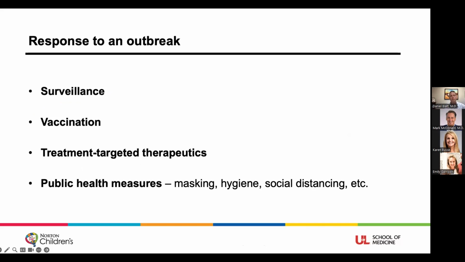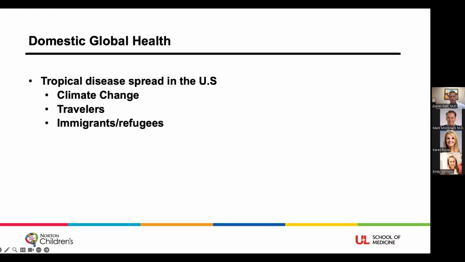So in terms of outbreak response, there are surveillance and vaccination techniques that we've discussed, and there are also specific treatments and public health measures that are pathogen specific. So I won't go into all those today, but they do play an enormous role in how an outbreak evolves. So we've talked a lot about how disease spreads and how outbreaks develop. Because of these factors, we've seen disease spread into areas previously non-endemic.